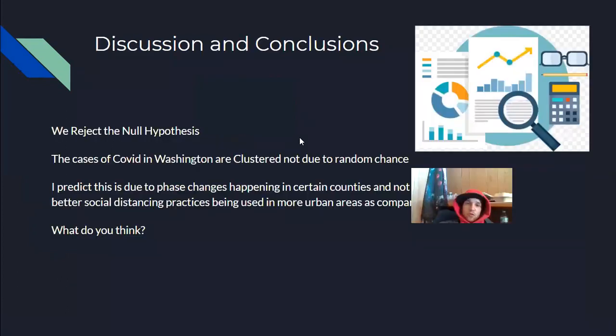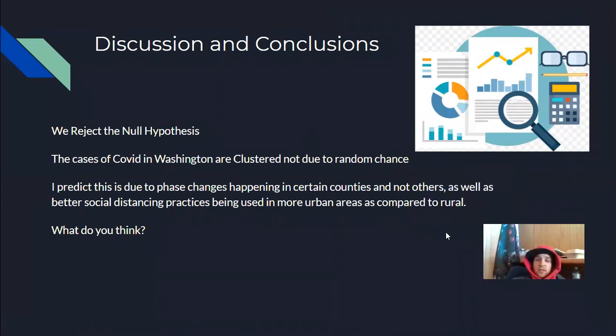Discussion and conclusions. We're going to reject the null hypothesis because we had a decently high z-score and a reasonably low p-value. The cases of COVID in Washington are clustered, and this is not due to random chance. Now that we know that, we want to predict reasons why it might be clustered. One reason I predict is phase changes happening in different counties. Different counties are opening and closing at different rates.